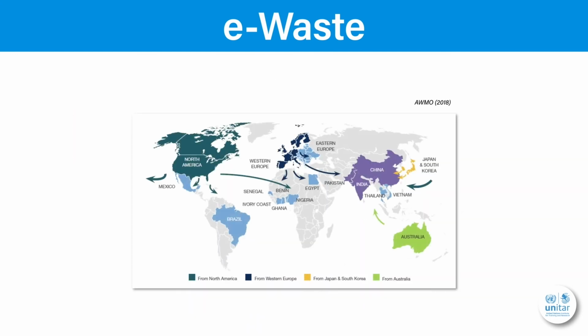This map shows the global trade in e-waste. In this map, the arrows show the flows of e-waste. The exporters of e-waste are typically Western European countries and North American countries, whereas many countries in Africa and China have been common destinations for such exports.